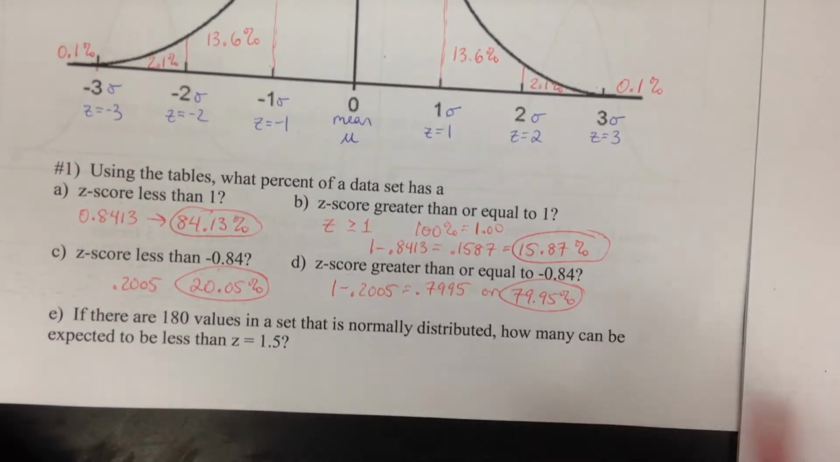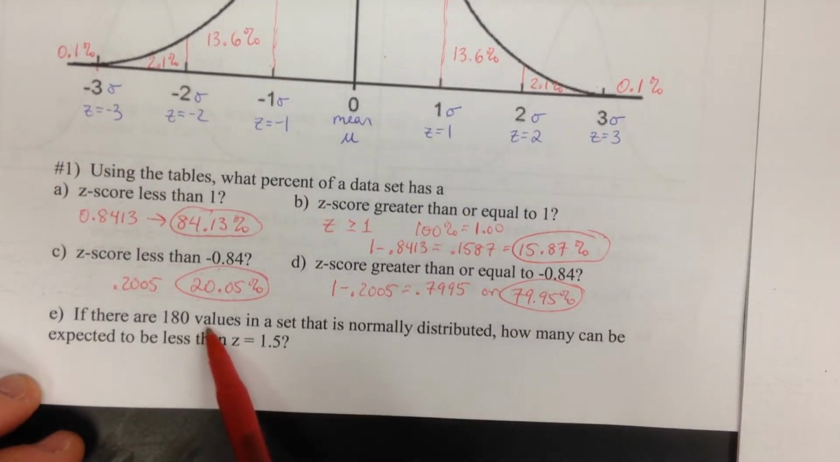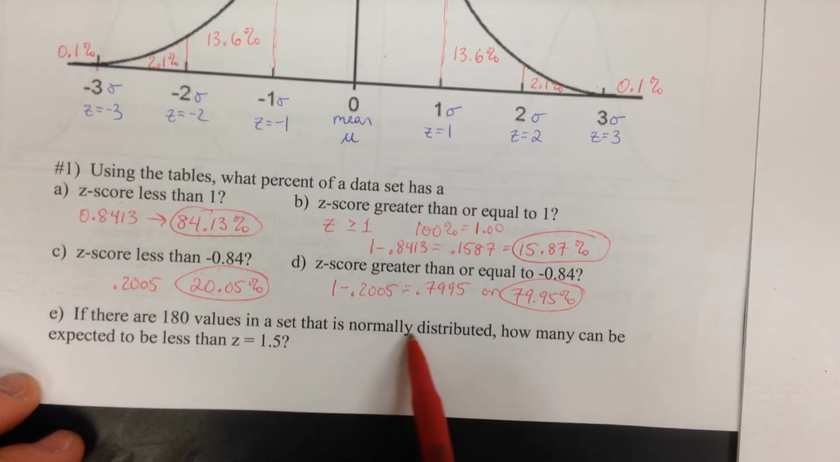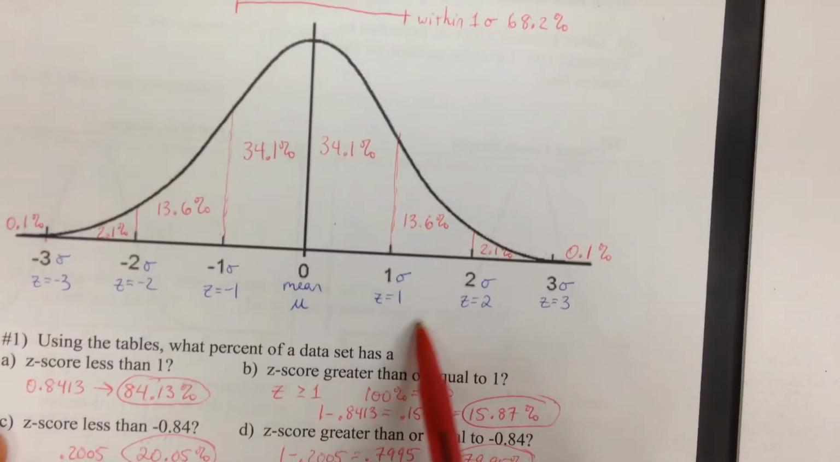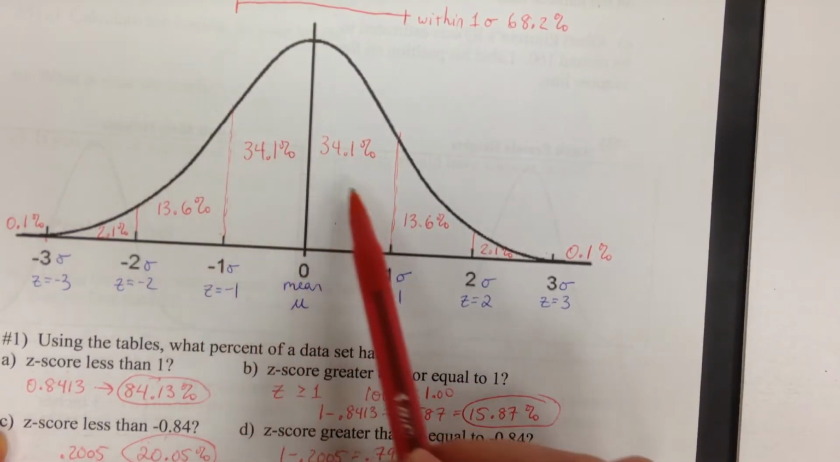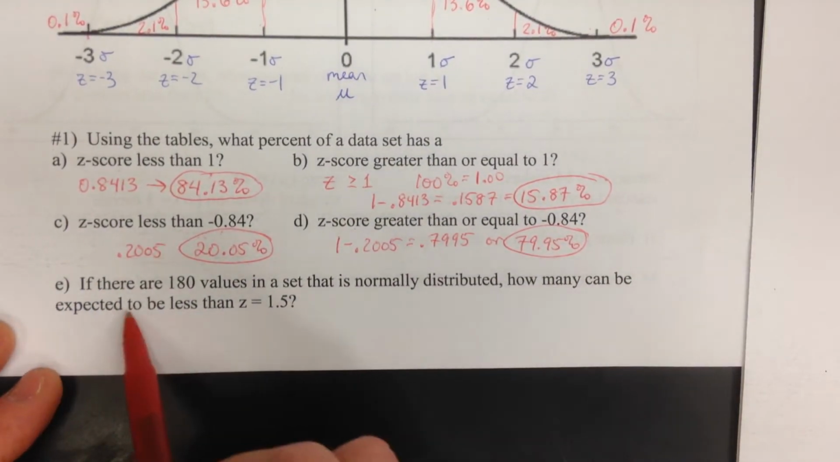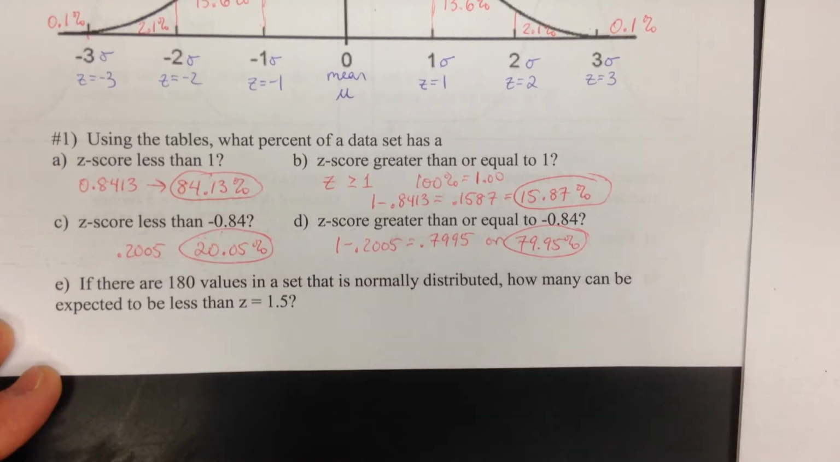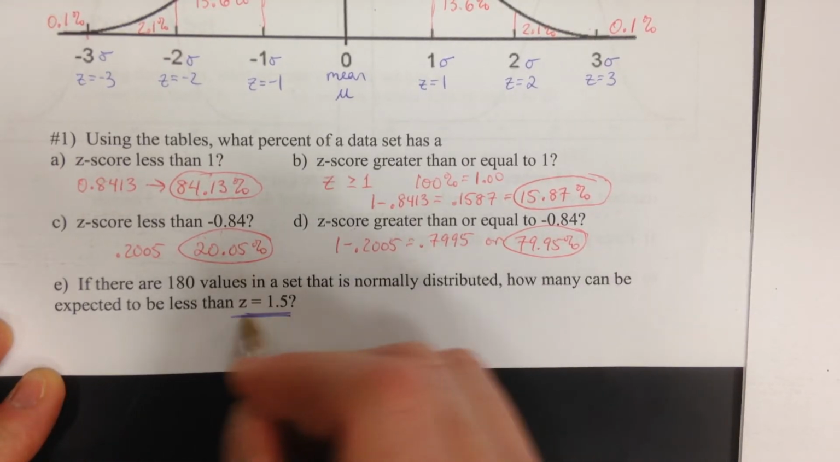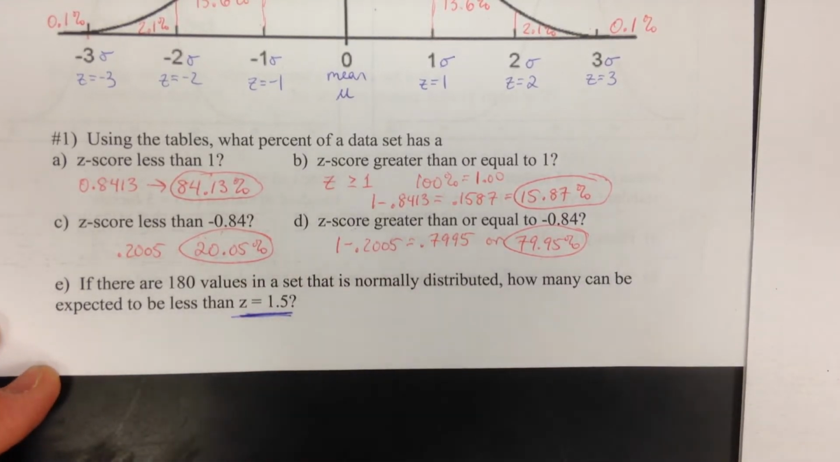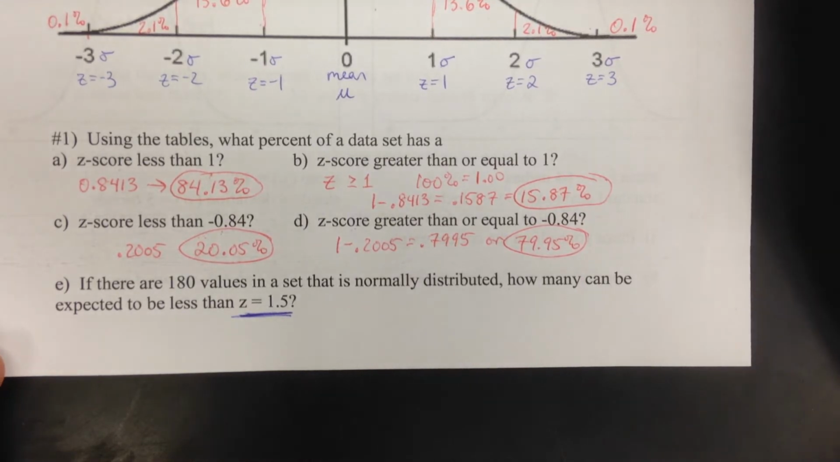Okay, now the last thing here, let's say we have 180 values in a set that is normally distributed. So that means it would look like this curve right here. Everybody would be under the curve. How many can be expected to be less than z equals 1.5? So z equals 1.5. Well, let's first find the percentage.